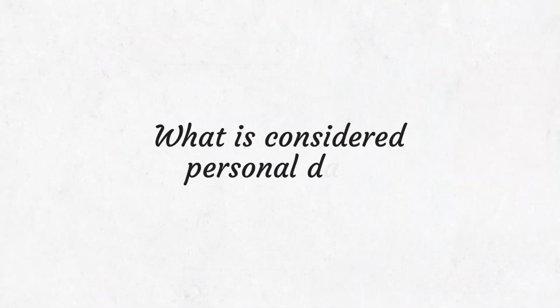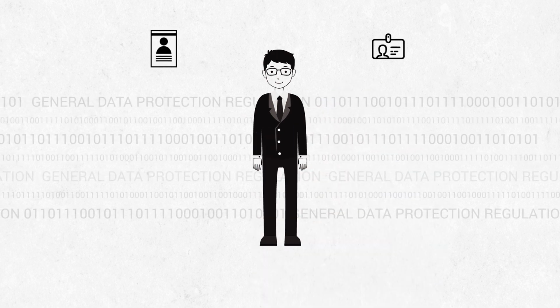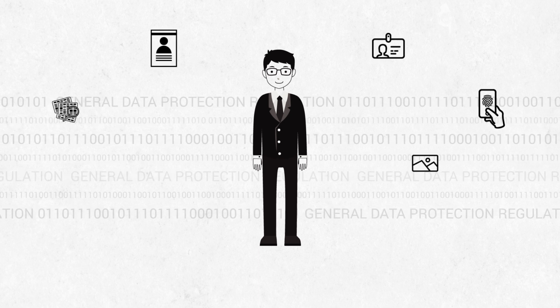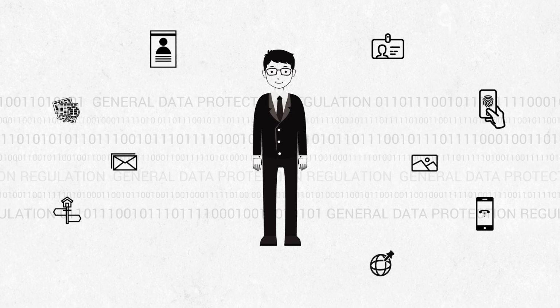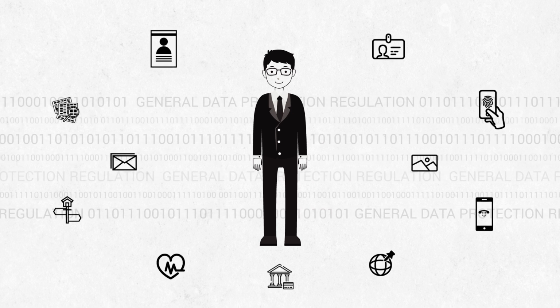What is considered personal data? First and last name, identification number, biometric data, genetic data, photo, email address, phone number, home address, IP address, data concerning health, bank details, and more.